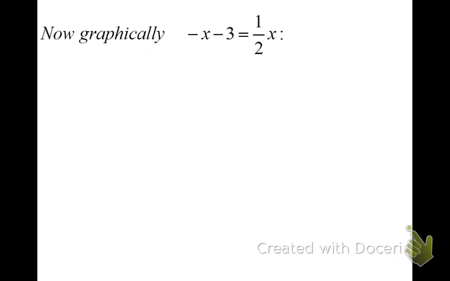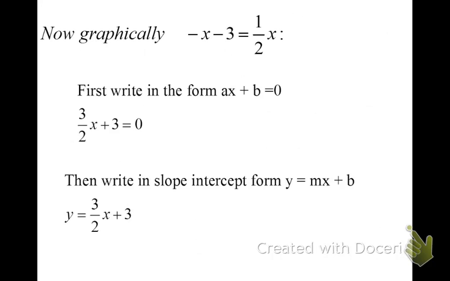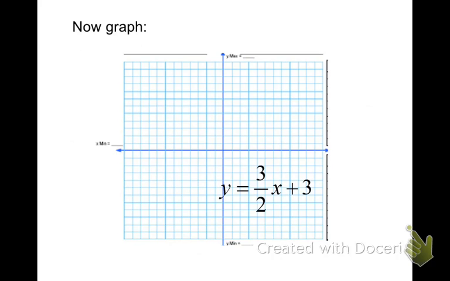To solve it graphically, we're going to get everything on one side and a 0 on the other. So when we add x to both sides and add 3 to both sides, we're going to get 3/2 x plus 3 equals 0. Now we're going to replace the 0 with a y. And so our slope is going to be 3/2, and our intercept is going to be +3, and now we're going to go and graph that.